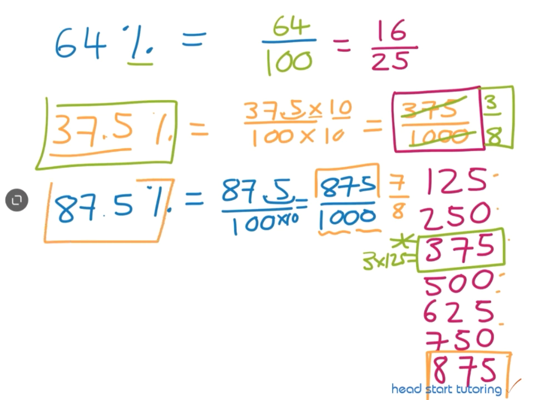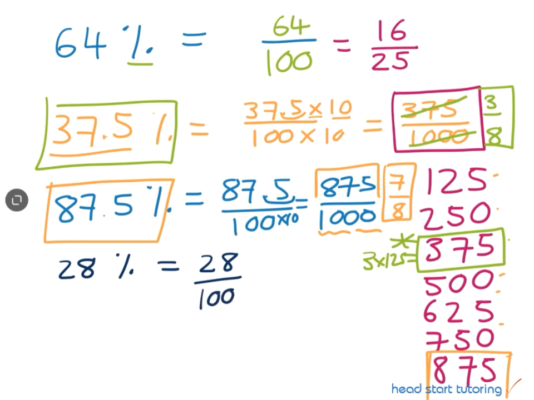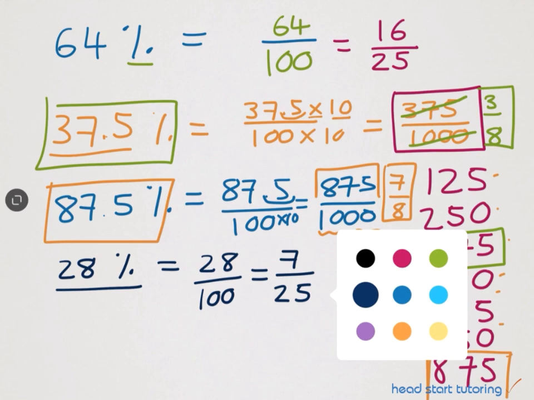So 87.5% is equal to 7 over 8 as a simplified fraction. Let's have a look at 28%. 28% is equal to 28 over 100. So all we need to do now is simplify this fraction. Let's divide 28 and 100 by 4. 28 divided by 4 is 7, and 100 divided by 4 is 25. So 28% is equal to 7 over 25 as a simplified fraction.